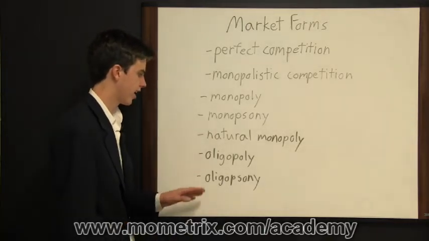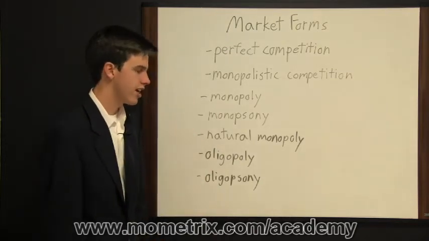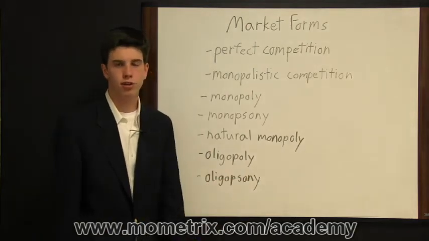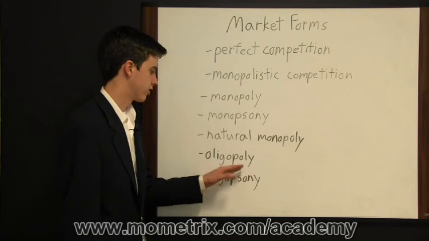An oligopoly and an oligopsony are similar to a monopoly and a monopsony, just not as extreme. In an oligopoly, there are a few producers of a product. So instead of there just being one producer of a product in a monopoly, there's a few.